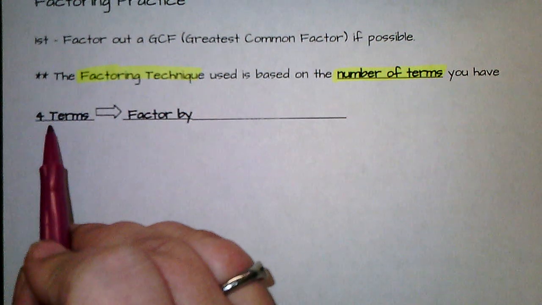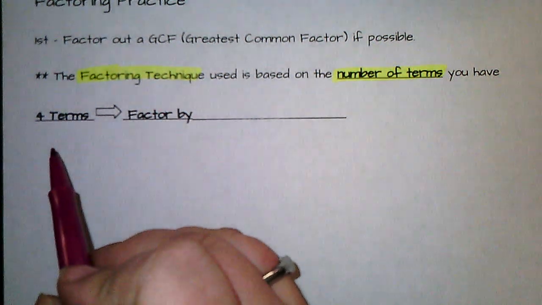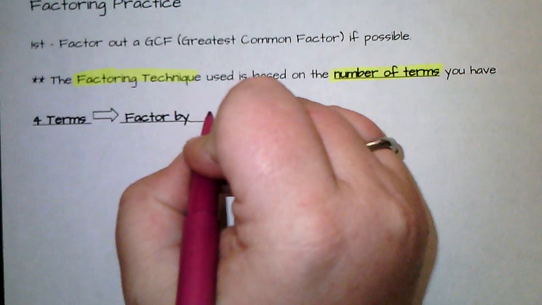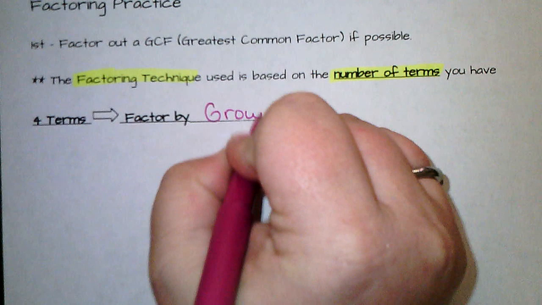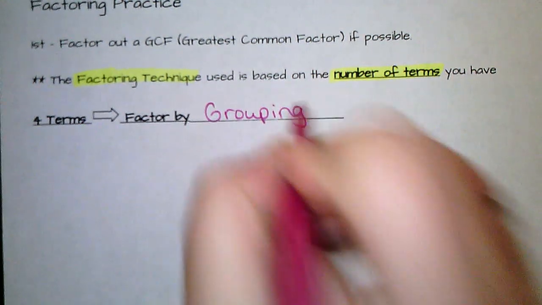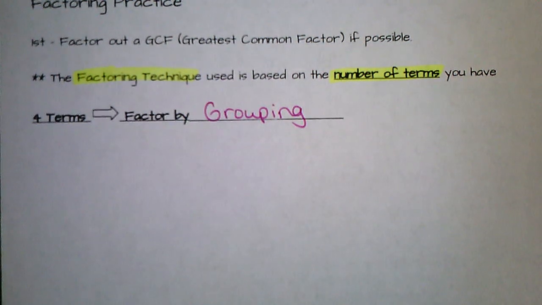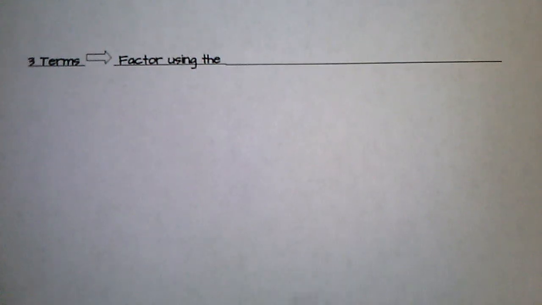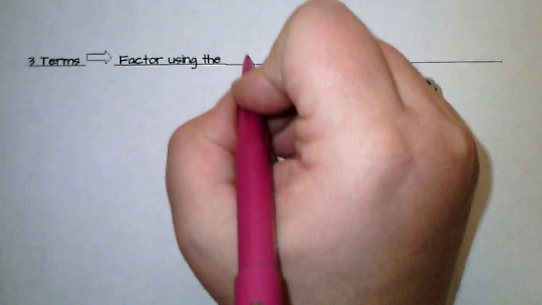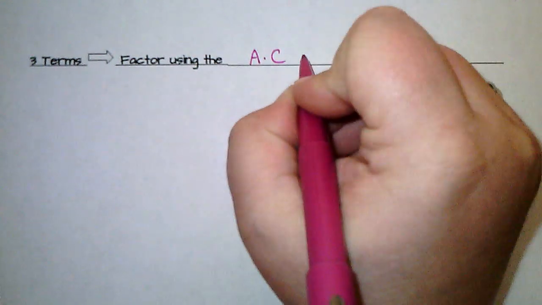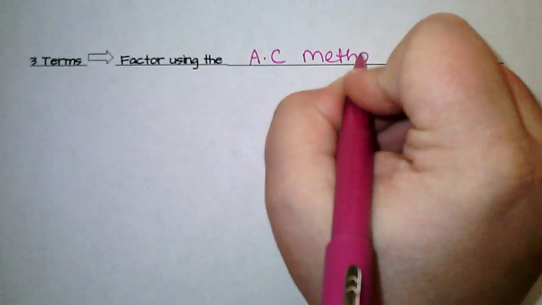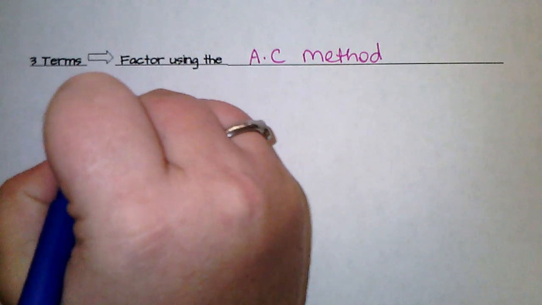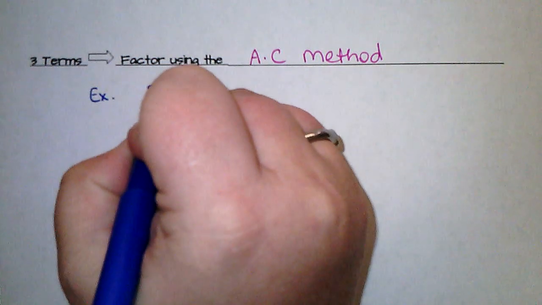So this part we haven't looked at for terms yet, but actually I want to skip that. When we do four terms, we're going to factor by grouping. But that's something new, so I want to skip that for just a second, and we're going to go down here and remind you how to factor with three terms. So when you have three terms, you will factor using the AC method. You will have some problem that'll look something like this.